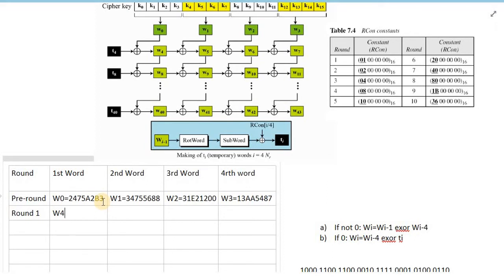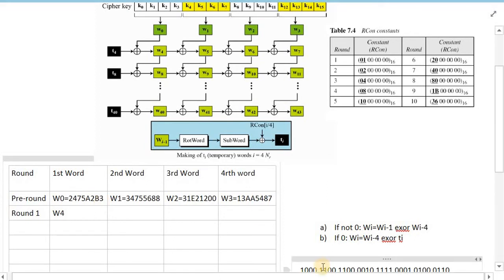We have to generate the Ti value also for performing the XOR. So how can we generate the Ti value? For Ti we have to select the Wi minus 1 value. What is the Wi minus 1 value here? 4 minus 1 equal to 3, meaning W3. We have to select the third word W3, meaning 13, AA, 54 and 87. So just write down 13, AA.